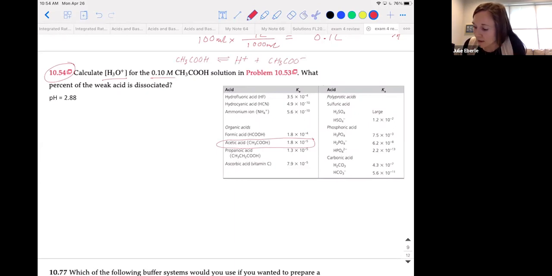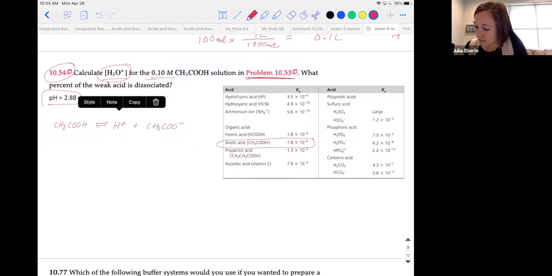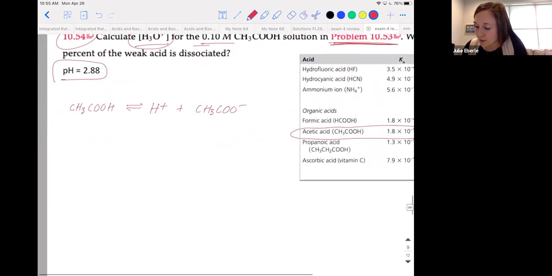And it says calculate the concentration of H3O+ for a 0.1 molar solution from problem 10.5, the previous problem. Well, we don't have the previous problem, so I just put this piece of information right here. If you had done the previous problem, it asks you to calculate pH, and the pH is 2.88. What is the percent of the weak acid that is dissociated? Okay, so I'm actually going to move this down here. What percent is dissociated?